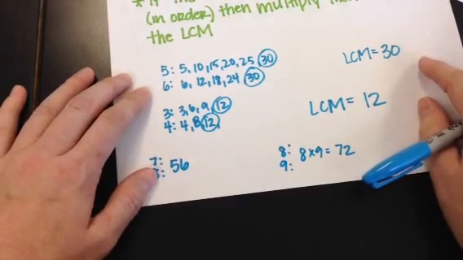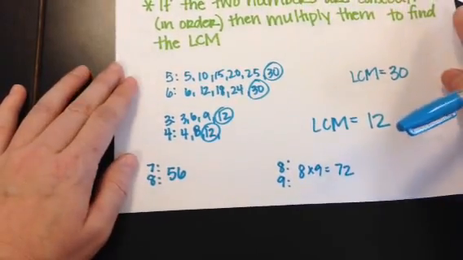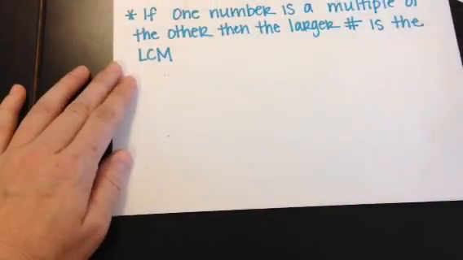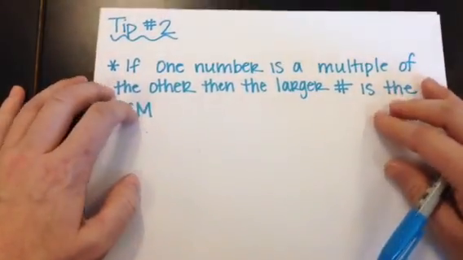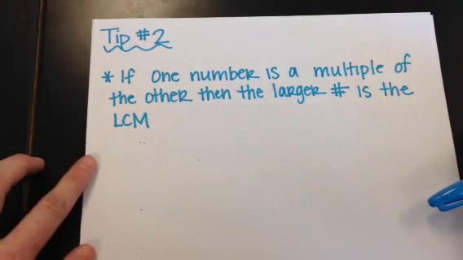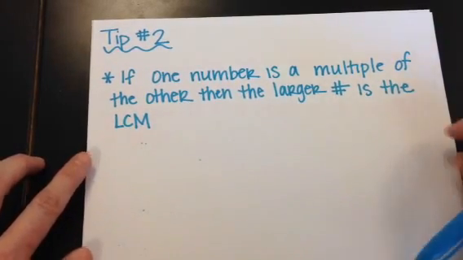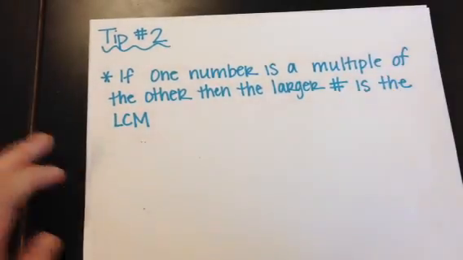So tip number 1, pretty easy. If the numbers are consecutive, we can multiply them together to find the least common multiple. If they are not consecutive, the next thing we're going to check is to see if one number is a multiple of the other. Then the larger number is the least common multiple. So let's look at some examples of this.